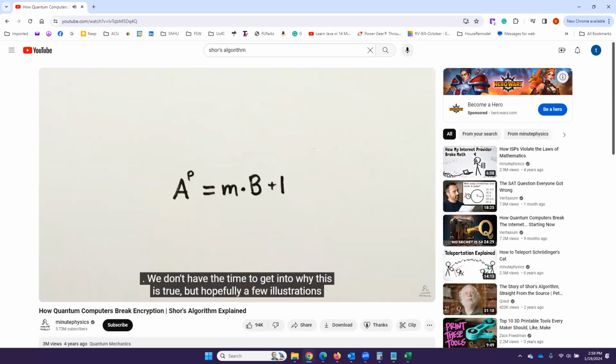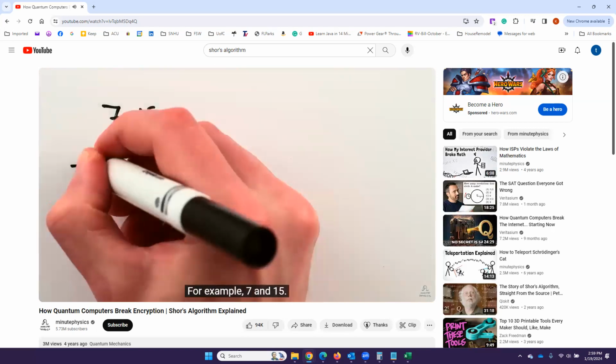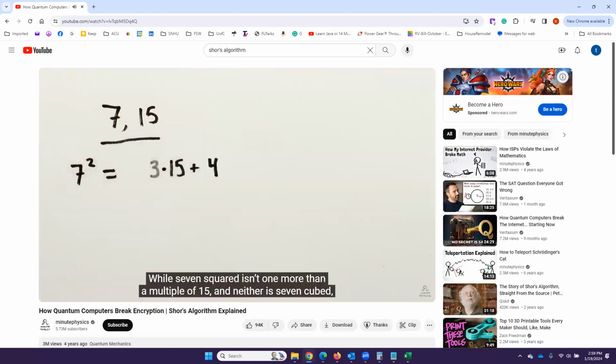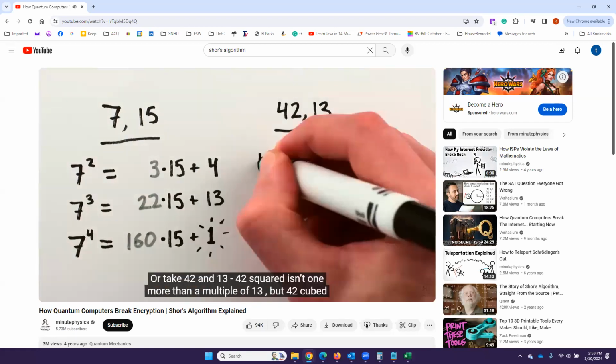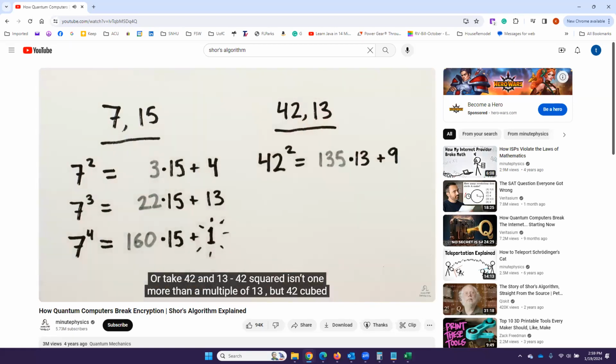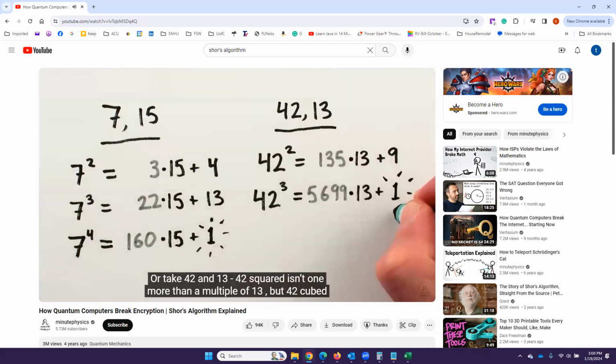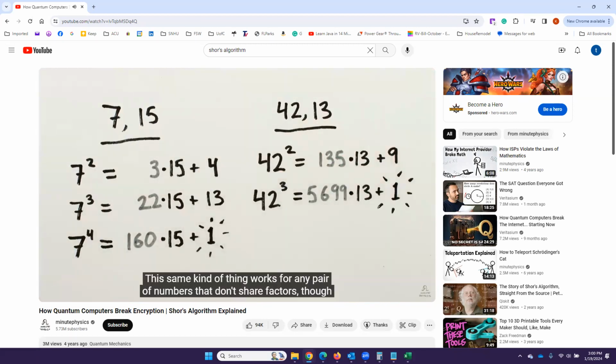Unfortunately, we don't have the time to get into why this is true, but hopefully a few illustrations can at least give you a feeling for it. For example, 7 and 15. While 7 squared isn't one more than a multiple of 15, and neither is 7 cubed, 7 to the 4th is. Or take 42 and 13. 42 squared isn't one more than a multiple of 13, but 42 cubed is. This same kind of thing works for any pair of numbers that don't share factors.